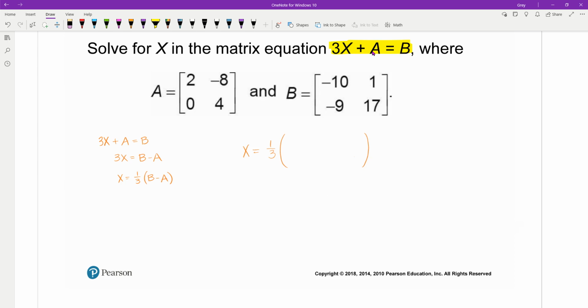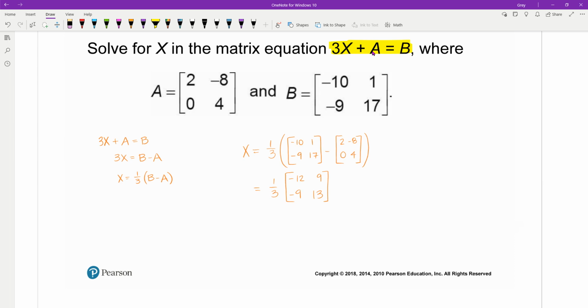B is negative 10, 1, negative 9, 17, minus A, which is 2, negative 8, 0, 4. And then I'm going to combine what's in my parentheses. So negative 10 minus 2 is negative 12. 1 minus negative 8 is 9. Negative 9 minus 0 is negative 9. And 17 minus 4 is 13.